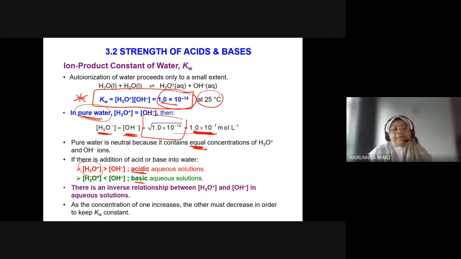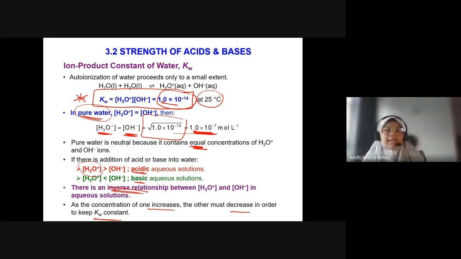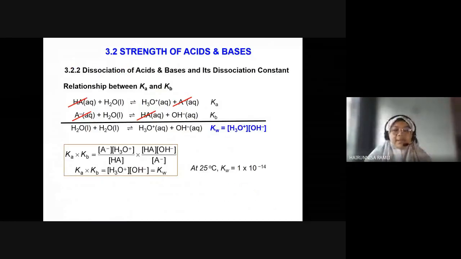Okay, and there is an inverse relationship between H3O plus and OH minus in aqueous solution. Inverse relationship means here, as the concentration of one increases, the other must decrease in order to keep Kw constant. In this case, for example, we want to maintain Kw, which means that if you add more H3O plus concentration, the concentration of OH minus, you must decrease it. You have to make it tally, like you learned Le Chatelier's principle. You want to bring it back to equilibrium, if you want to maintain the Kw as 1 times 10 to the power of negative 14. That is the meaning of inverse relationship.